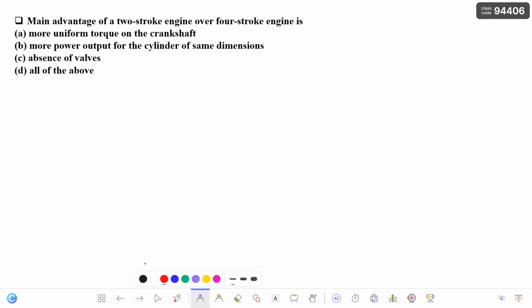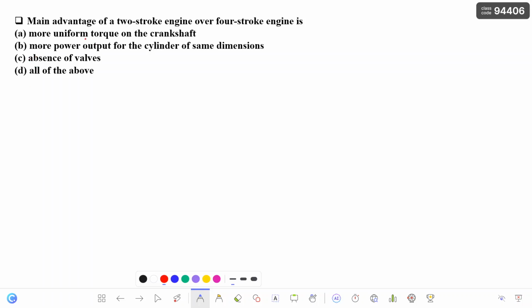Then the next question: main advantages of a 2-stroke over a 4-stroke. We have already covered that in 4-stroke we are getting higher power. Then what is the advantage of 2-stroke? More uniform torque on the crankshaft, more power output for the cylinder, absence of valves, or all of the above. Option D, sir, all of the above. So the answer is all of the above.